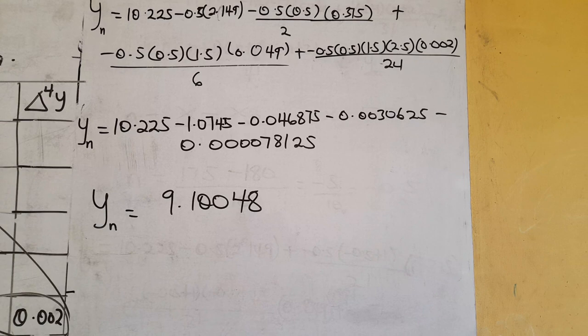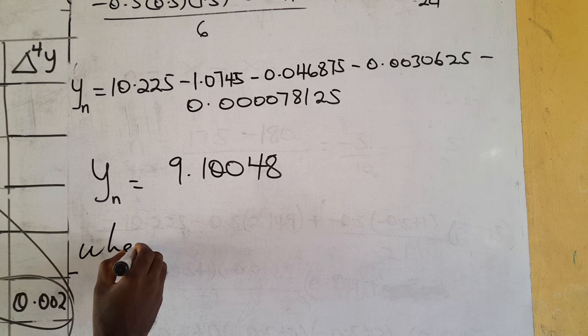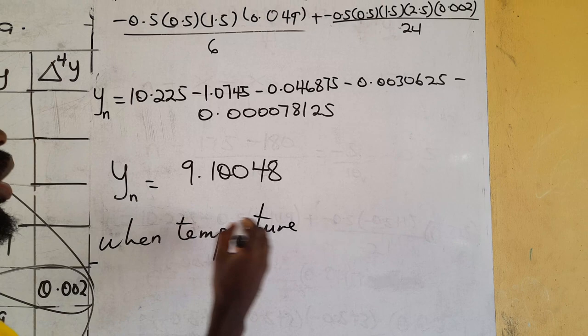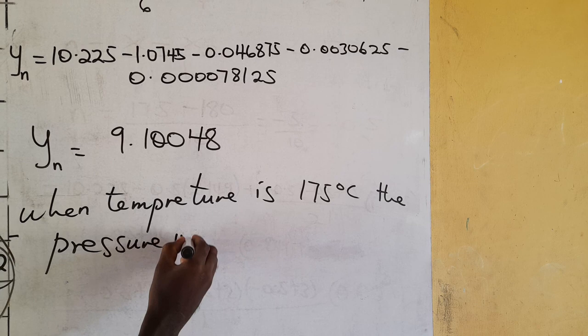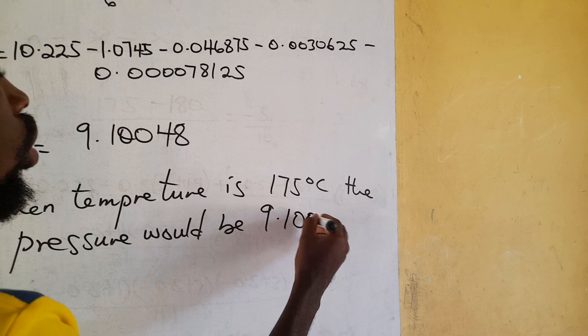9.10048. So we can conclude that when temperature is 175 degrees Celsius, the pressure will be 9.10048 Pascal. I hope you get that.